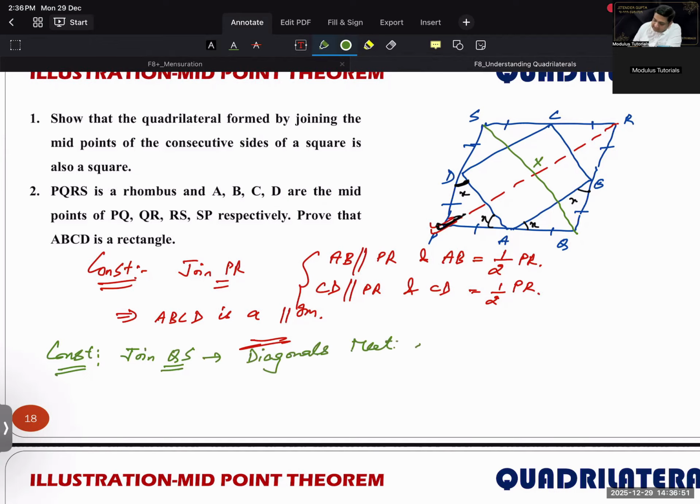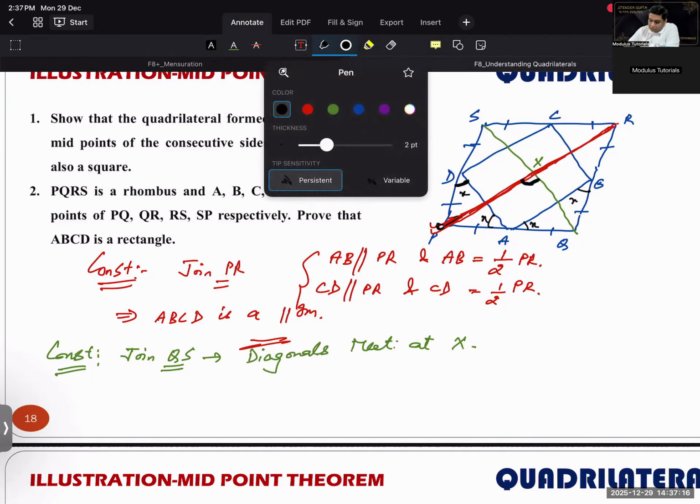Diagonals meet at X. See, these are diagonals of a rhombus, right? So the entire thing has to be this. This is one diagonal, guys, and green is the other diagonal. It goes without saying that this will be 90, because the diagonals of a rhombus bisect at 90. That's what we have. Any problem in this whatsoever?